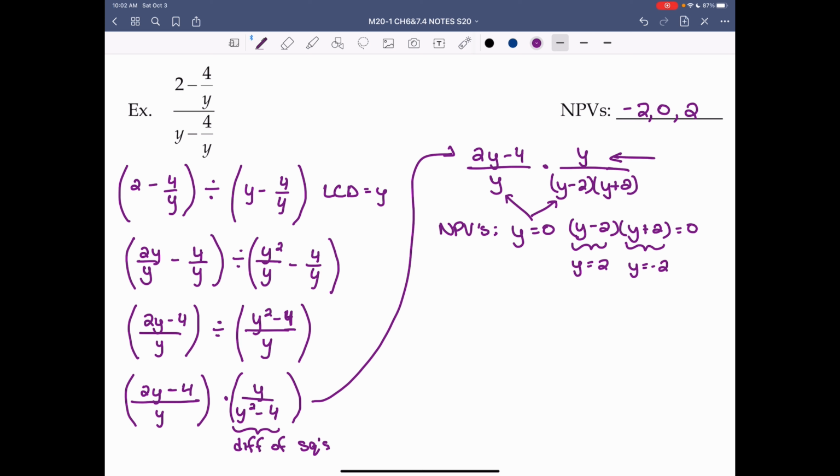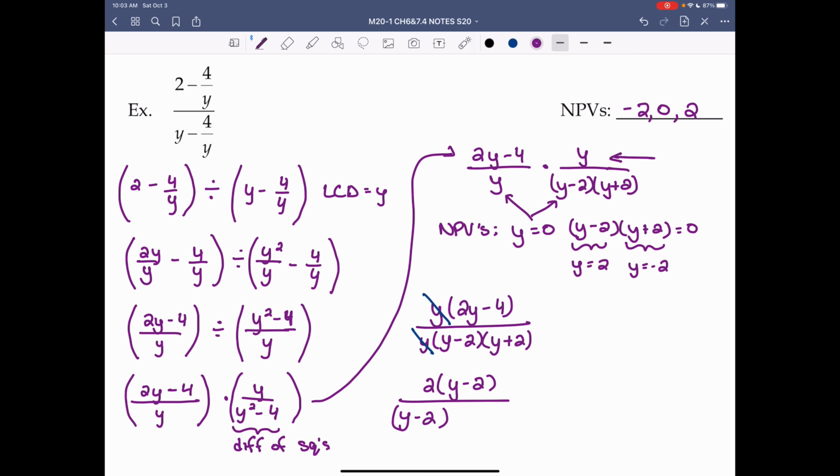Next, let's multiply our fractions together. We have y times 2y minus 4 over y times y minus 2, y plus 2, and we can divide out the y's. We're left with 2y minus 4, which we can factor out the 2. So 2 times y minus 2 over y minus 2, y plus 2. And then we notice we have y minus 2 on top and bottom, so we can divide those out as well. And we are left with 2 over y plus 2.